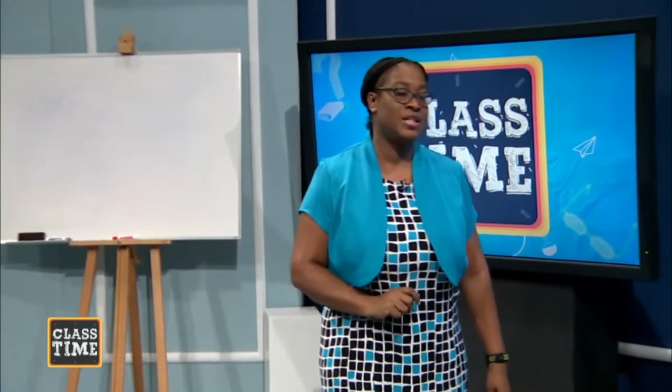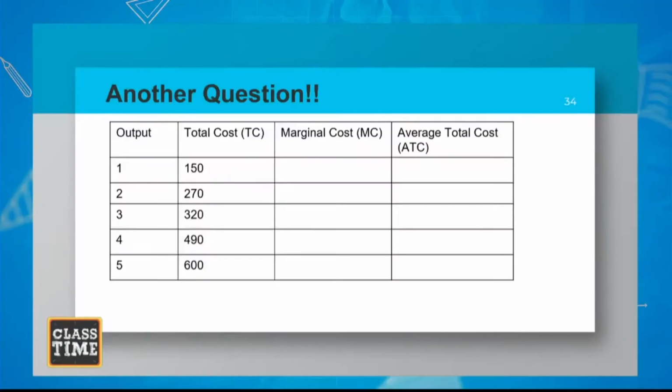Now, let's look at this question. Here, we have our output. We have our total costs. And you're asked to calculate your marginal costs and your average total costs.